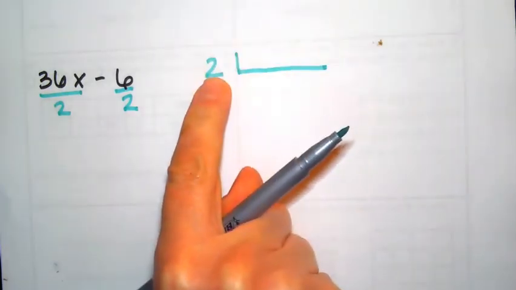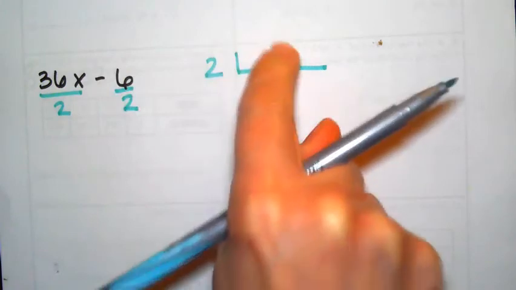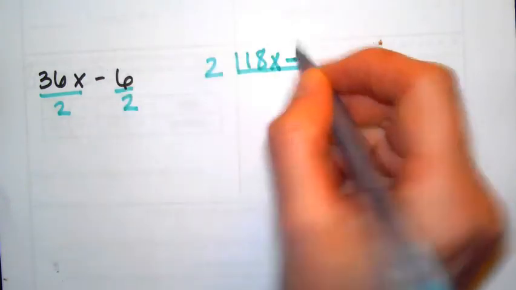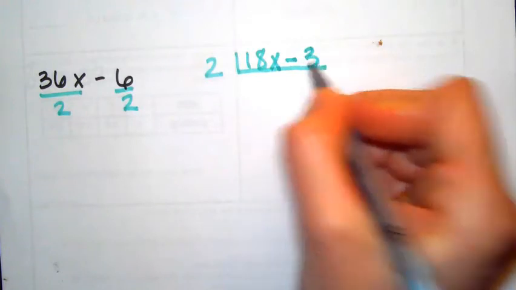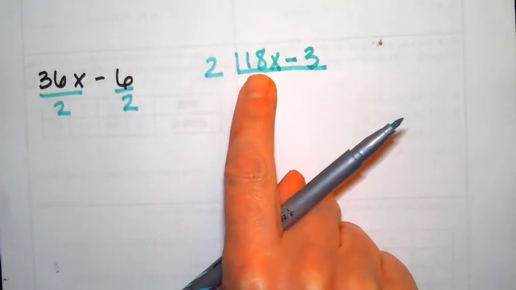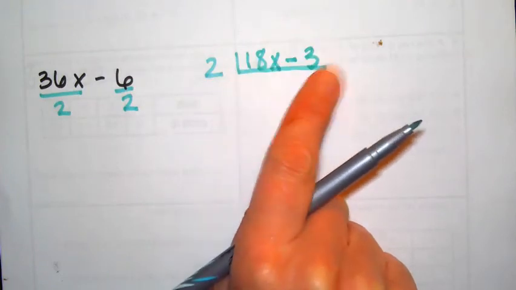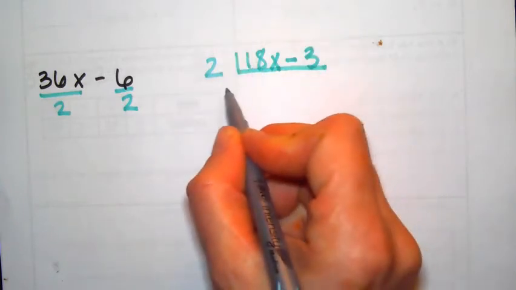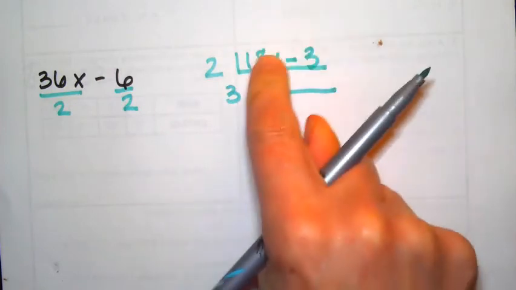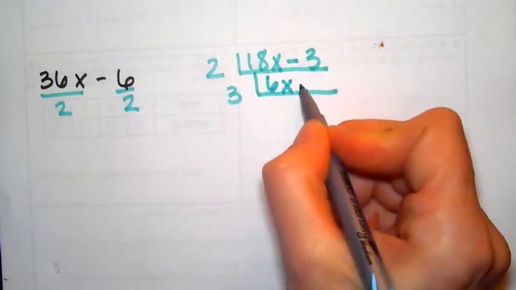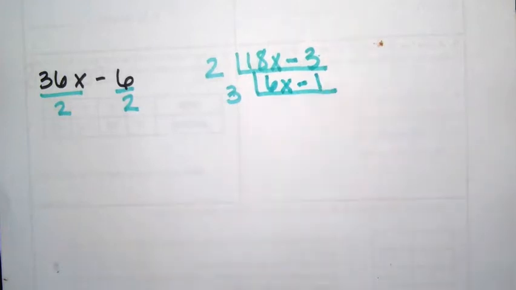2 goes on the outside of the sled, and then whatever they divide to goes on the inside. 36x divided by 2, that's 18x. Keep the minus. 6 divided by 2, 3. Now I look to check and see, is there any common factor to 18 and 3? Oh, I know 3 goes into both of those. So I'm going to pull a 3 out. 18 divided by 3, that's 6x. Drop down the minus. 3 divided by 3 is 1.